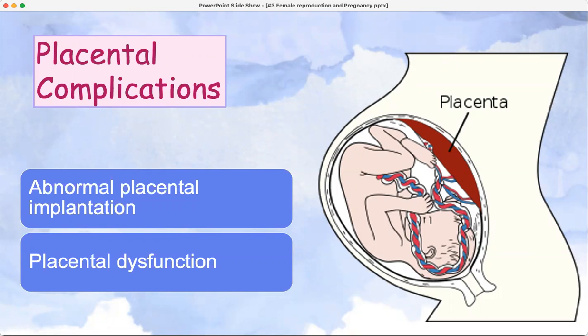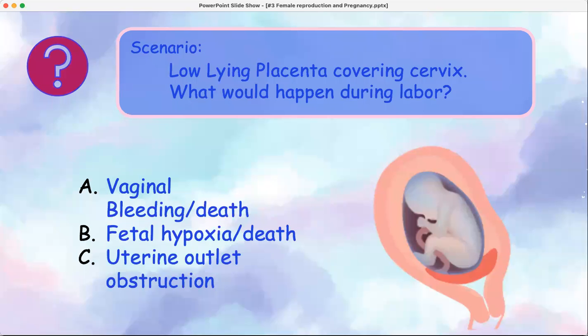So first of all, the placental implantation. This is an image of a low-lying placenta that's covering the cervix. What would happen during labor? Vaginal bleeding, so much that the mother could die, fetal hypoxia, the fetus not getting oxygen, or uterine outlet obstruction. And actually, all of those are possible.